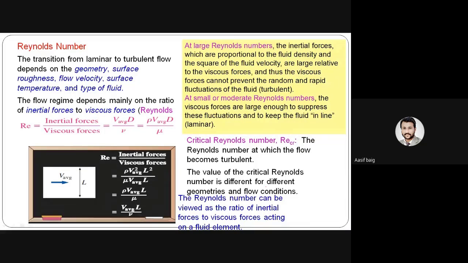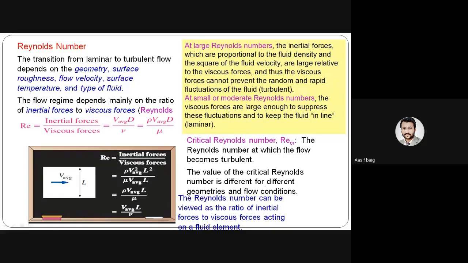So the flow regime depends mainly on the ratio of inertial forces to the viscous forces. So the Reynolds number Re is the ratio of inertial forces to viscous forces. Inertial forces is nothing but rho into V into D, where V is the average velocity, and viscous forces is mu. So this is the equation which we have to use to determine the Reynolds number, and which is essential to identify whether the flow is laminar or turbulent.